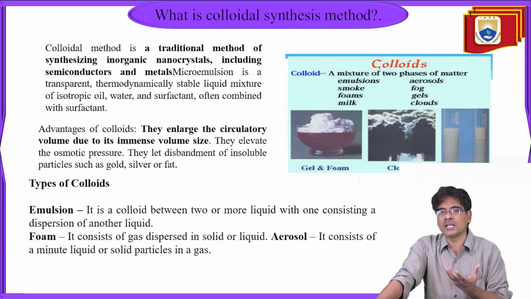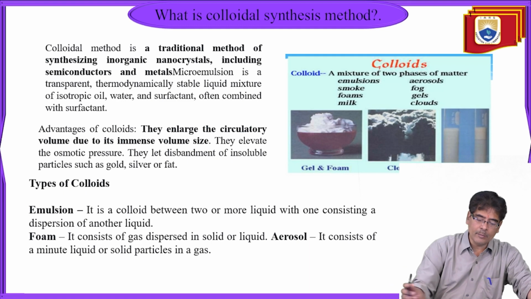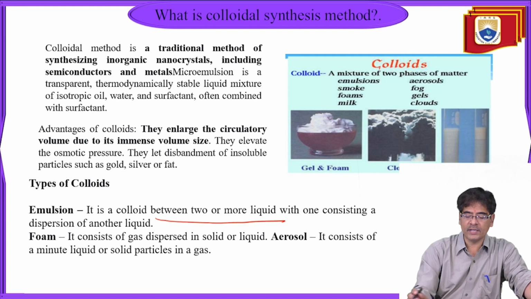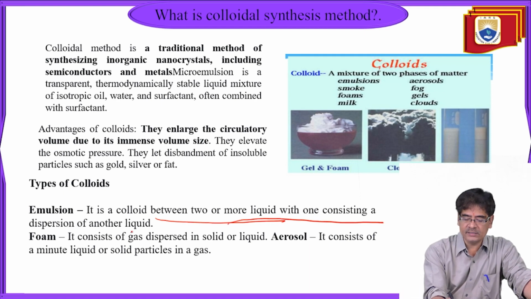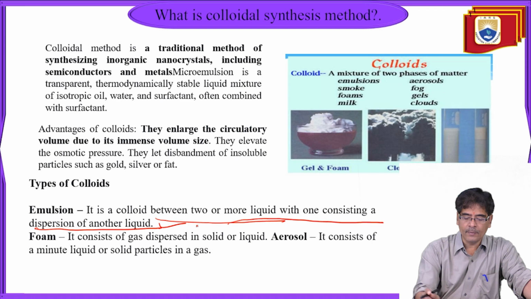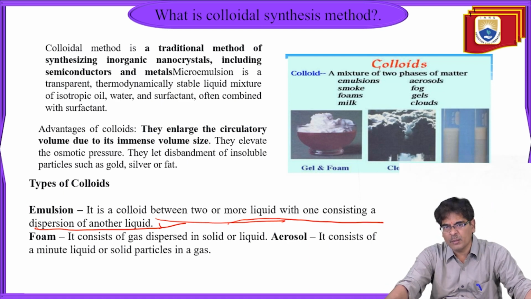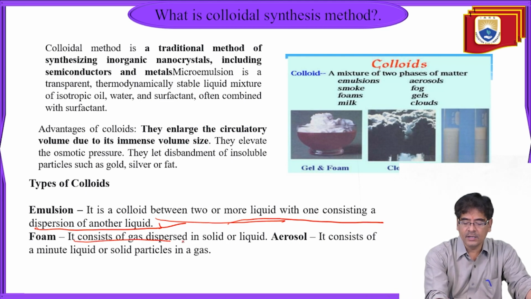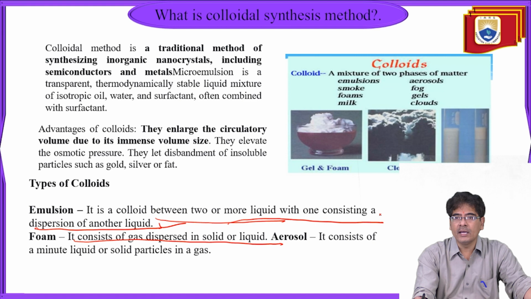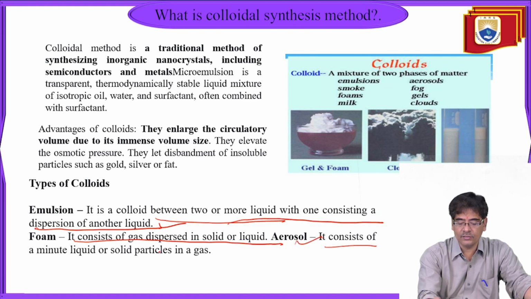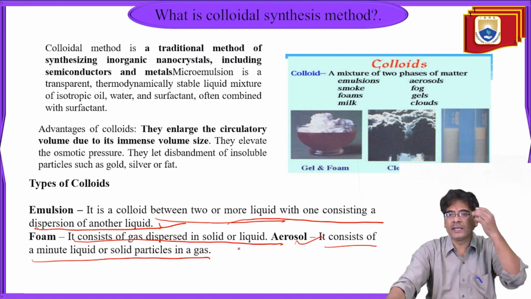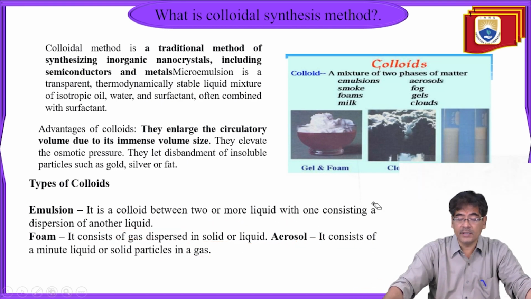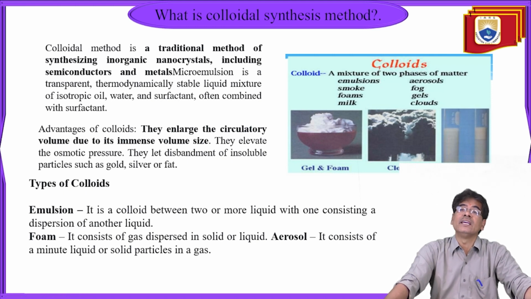That is, microemulsion or emulsion. Emulsion is a colloid between two or more liquids, with one consisting of a dispersion of another liquid. Right. Another type of colloid is the foam. It consists of gas dispersed in solid or liquid, and also it consists of aerosols, right? It consists of minute liquid or solid particles in a gas.